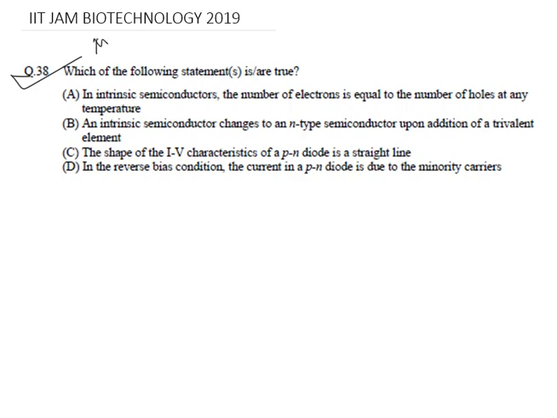So it is an MSQ type question. That means more than one option can be correct among these given four options. So here we are given four statements and we need to find whether the statements are true or false.